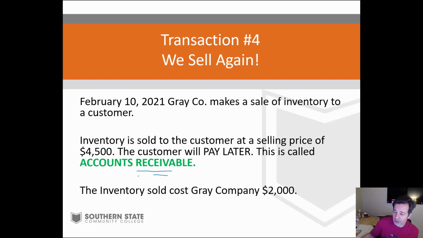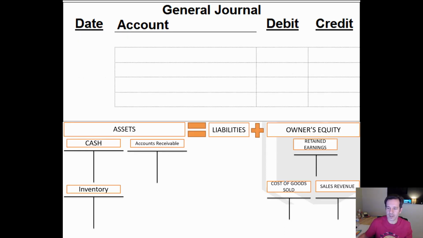The inventory that we sold, we paid $2,000 for. So we have a sale of $4,500. We paid $2,000. 2 transactions there, right? We sold something. What did we get? And then what did we pay for it? And we got to get rid of that inventory. So what date was that? 2/10.